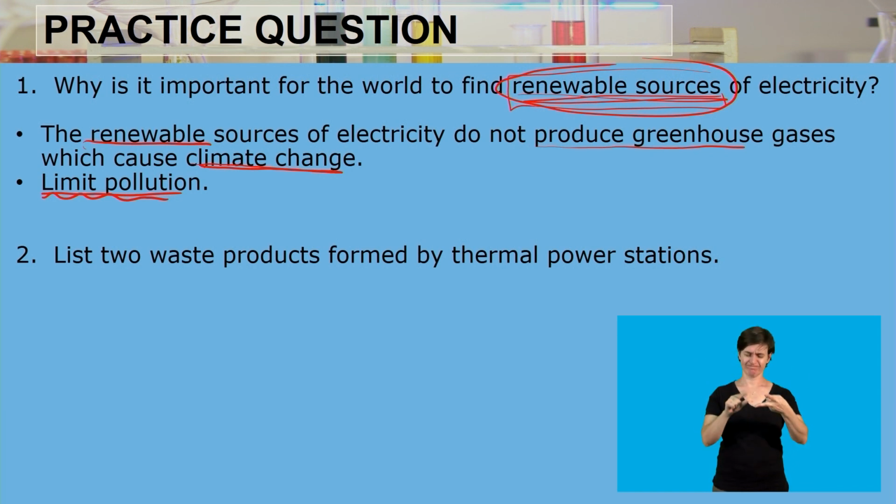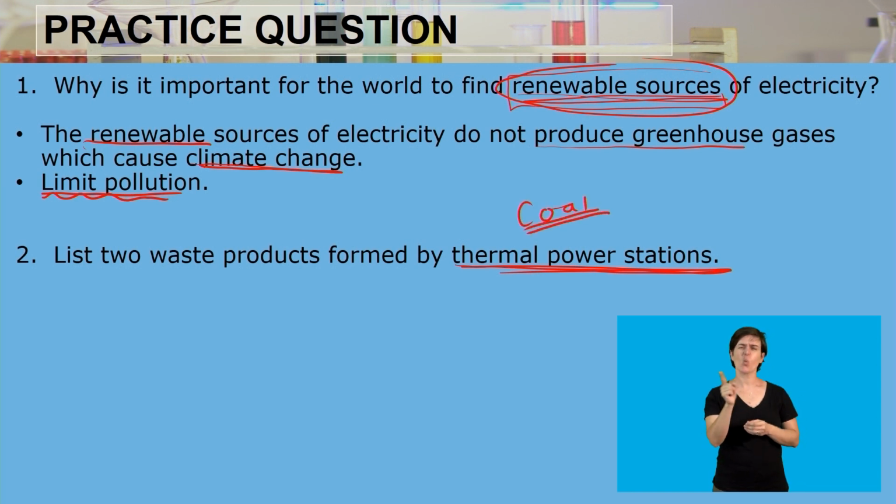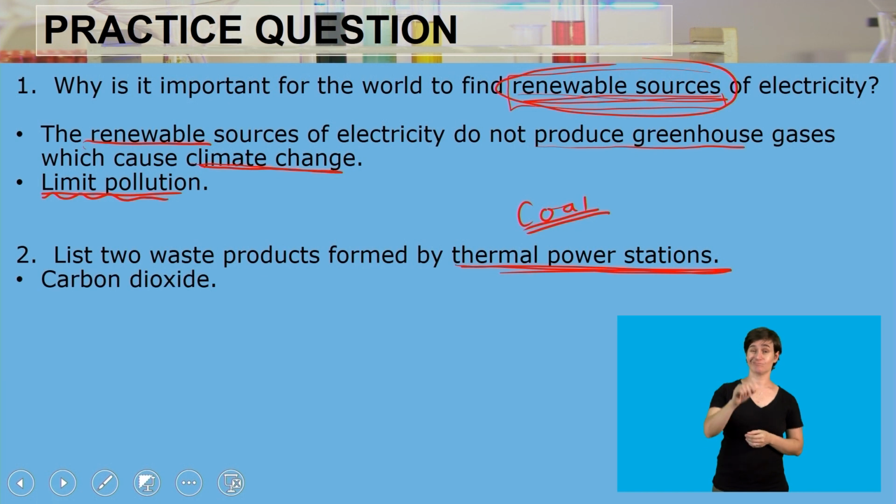Number two, we need to now list two waste products formed by thermal power stations. Thermal as in heat, so basically when we are burning something, for instance coal, what are the two waste products that are going to be formed when we are burning coal in these power stations? First of all, carbon dioxide.